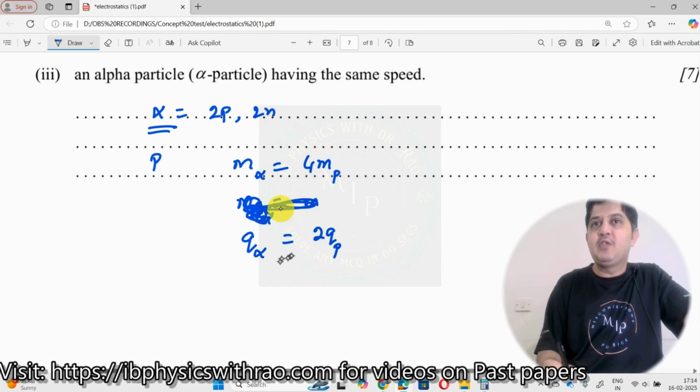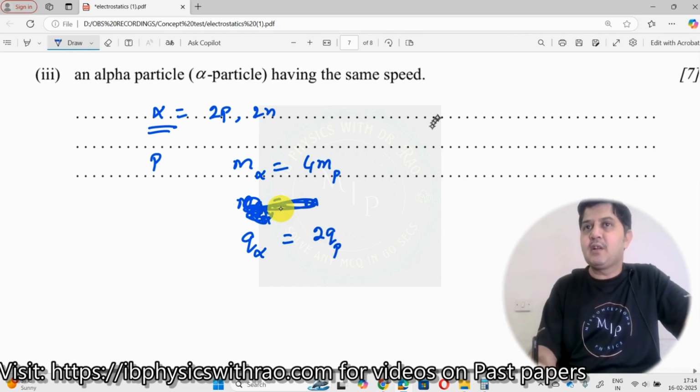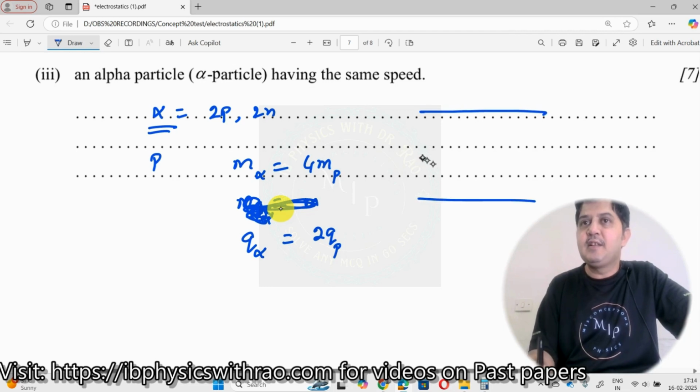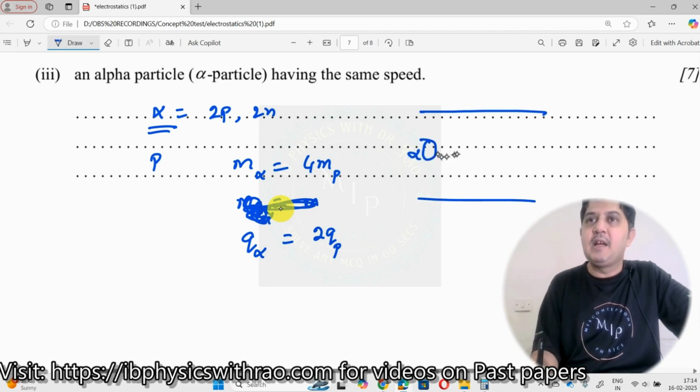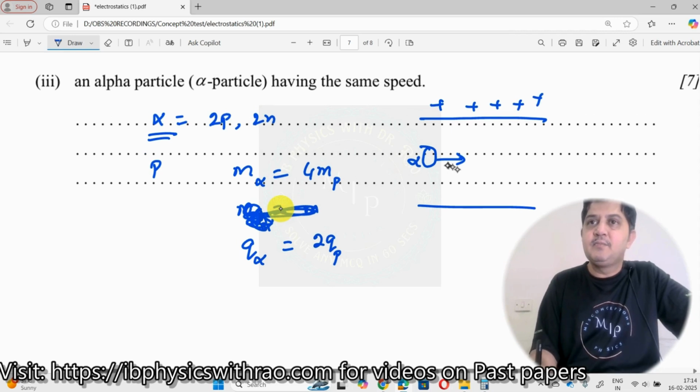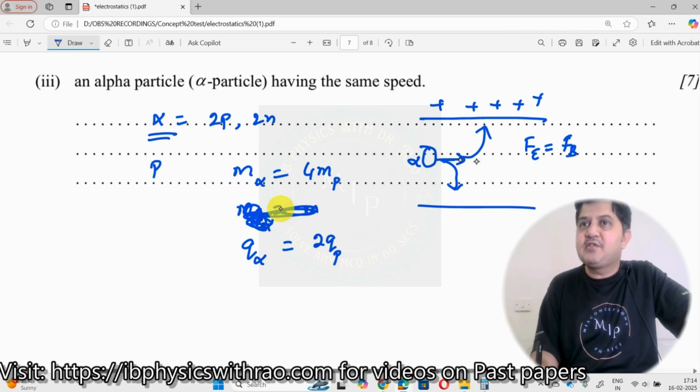Okay. Now what will happen to the forces over here? Alpha particle is coming here. Big alpha particle is coming here like this. Now what is Fe? This is your positive charge. So therefore, Fe will act like this over here. What is Fb? Fb once again will act over here. Fe will be equal to Fb once again. So it will just go undeviated over here.